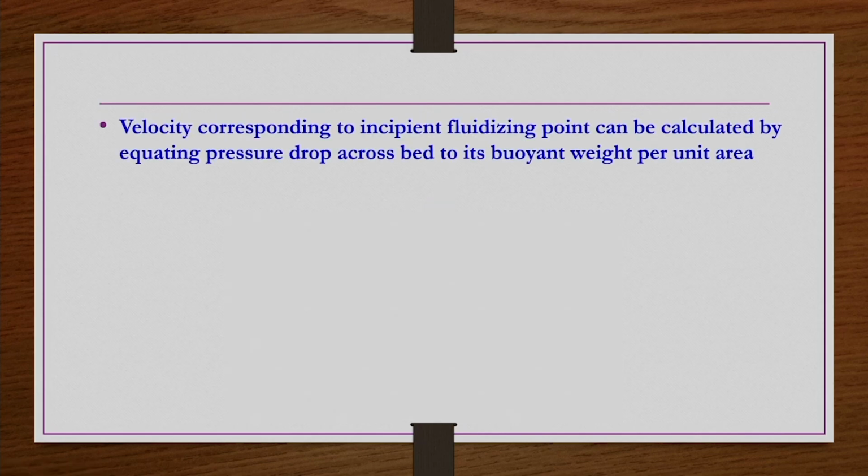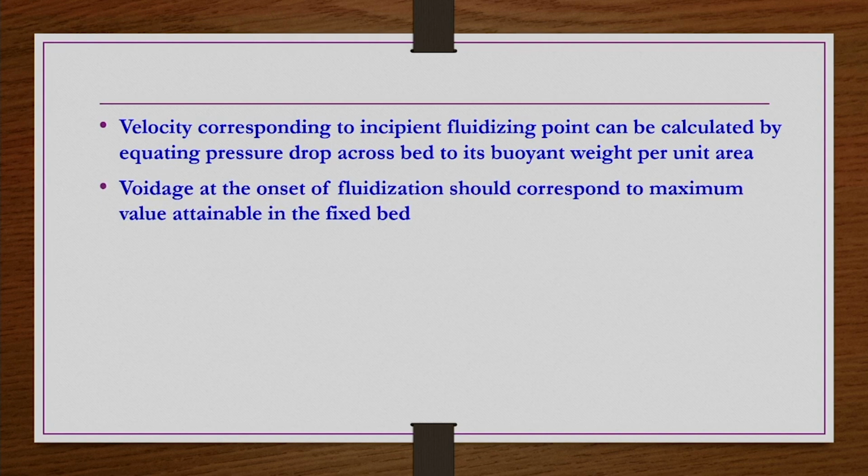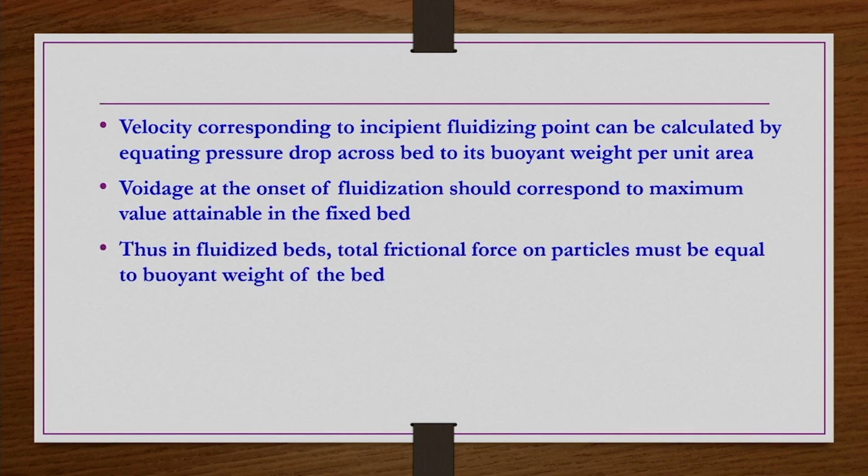So, the velocity corresponding to the incipient fluidization point can be calculated by equating the pressure drop across the bed to its buoyant weight per unit area. The voidage at the onset of fluidization corresponds to the maximum value attainable in the fixed bed, but the minimum value in the case of a fluidized bed. Thus, in a fluidized bed the total frictional force on the particles must be equal to the buoyant weight of the bed. So, let us say the frictional force is there.